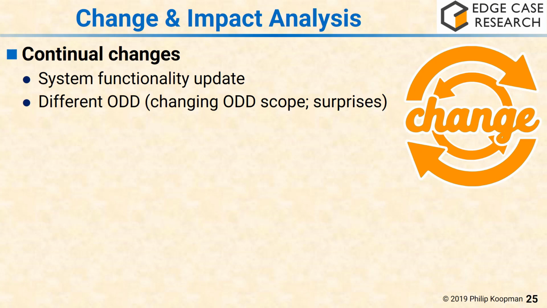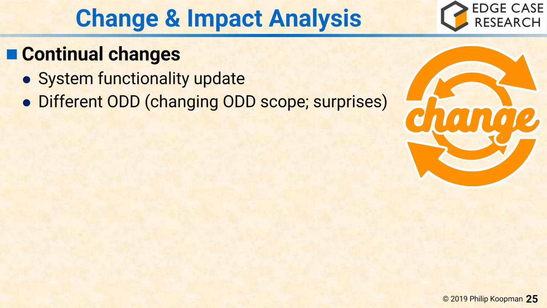There's also change and impact analysis. We expect these systems to continually change. The ODD will change. Maybe you want a bigger ODD. Maybe you find a surprise in your existing ODD. Maybe there's a new fashion style. Maybe the laws change. Who knows? Things are going to happen. You're going to have system functionality updates to correct defects, to correct gaps, to do whatever. Change is going to happen all the time.